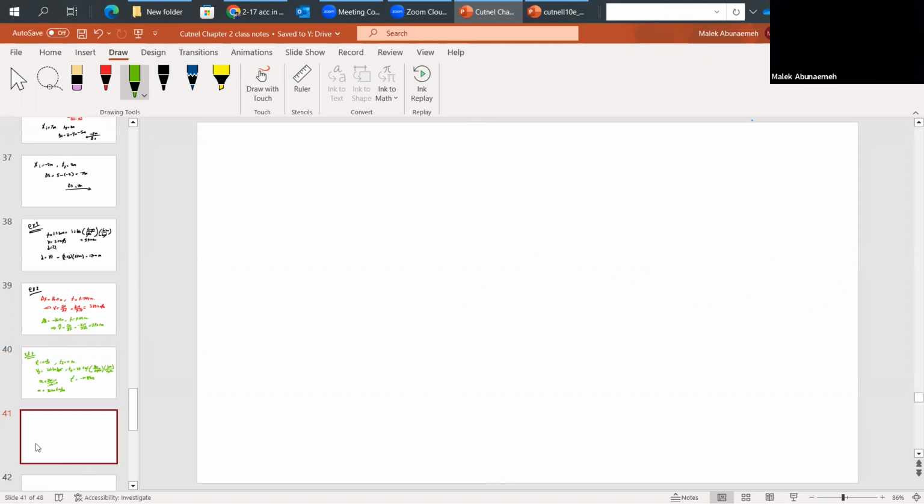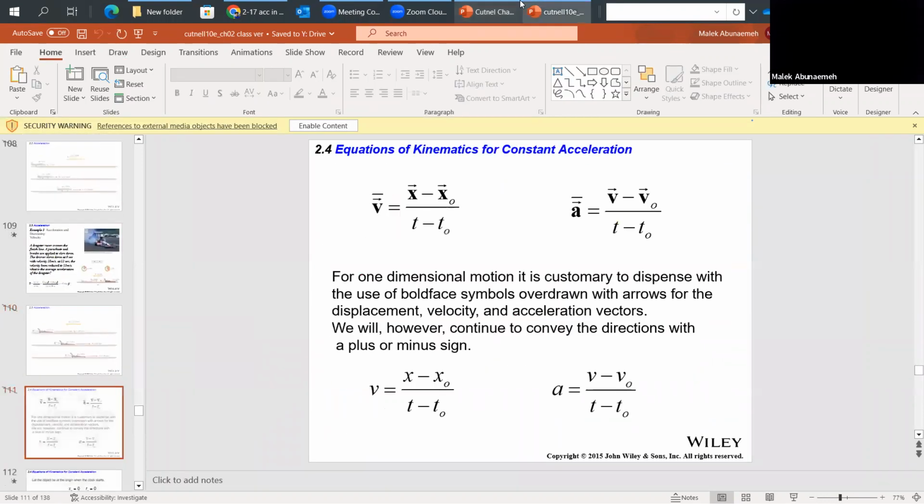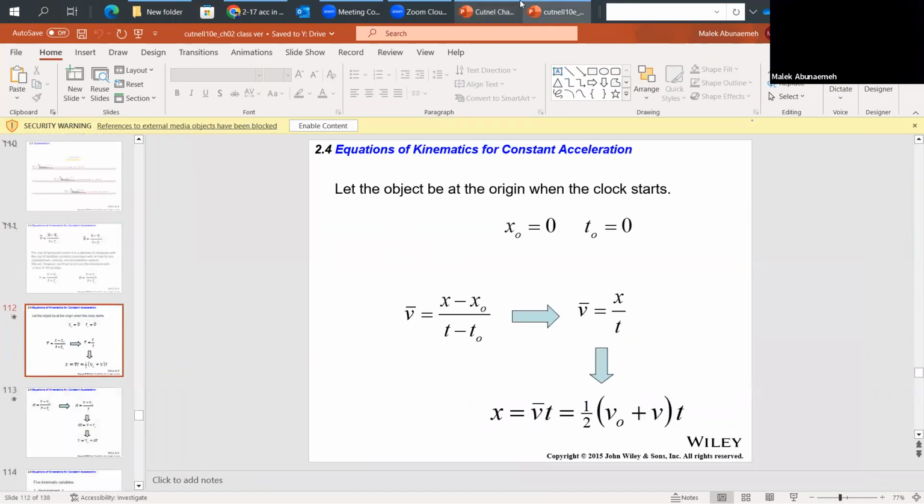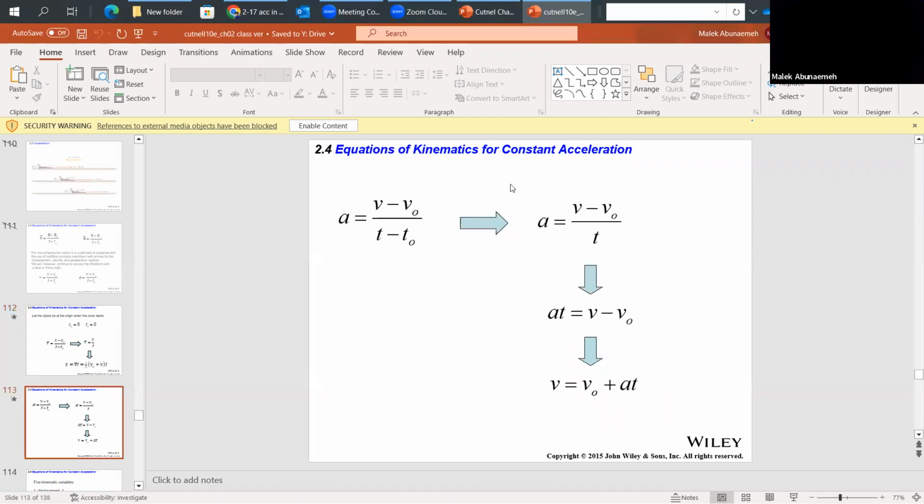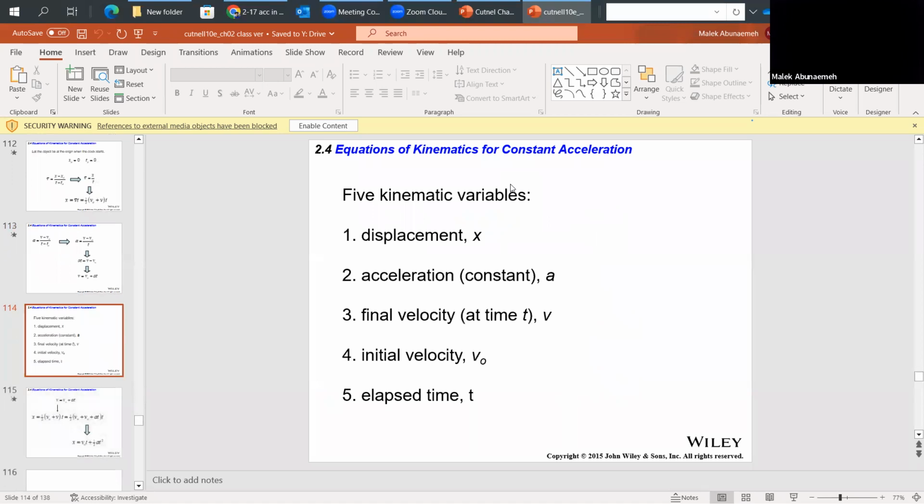Awesome. All right, now. So we said that the initial position is 0. Your initial time is 0. Plug in the average velocity. We actually defined this earlier as x equals 1/2 v naught plus v times t. We also took the acceleration equation and solved it for the final velocity, which equals your initial velocity plus at. That brings us to the 5 kinematic variables.